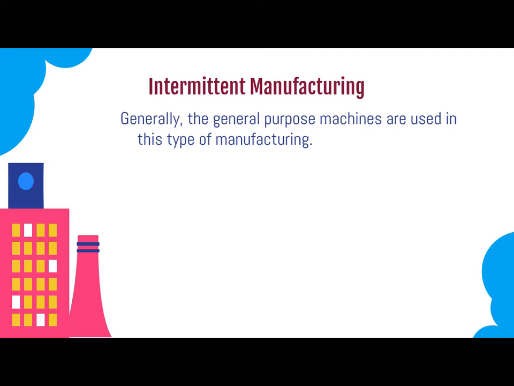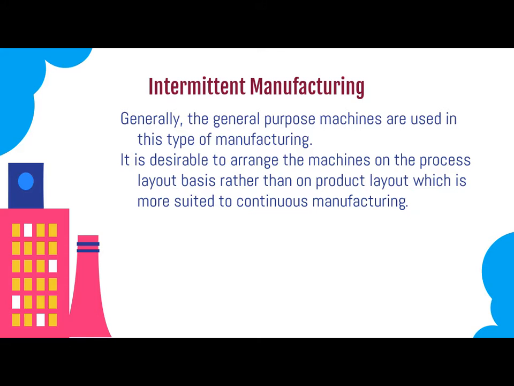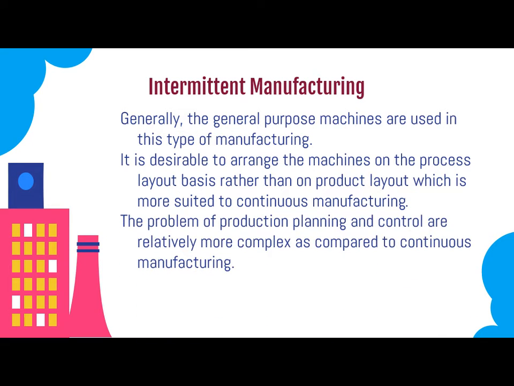Generally, general purpose machines are used in this type of manufacturing. It is desirable to arrange the machines on a process layout basis rather than the product layout basis, which is more suitable to continuous manufacturing. Intermittent flow is more suitable for process layout and continuous flow system is more suitable for product layout.